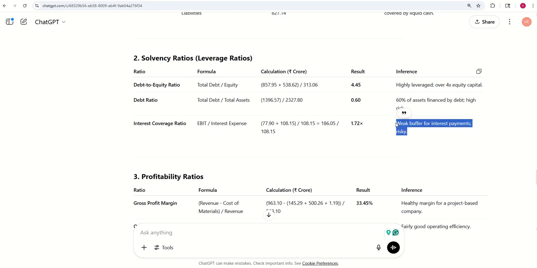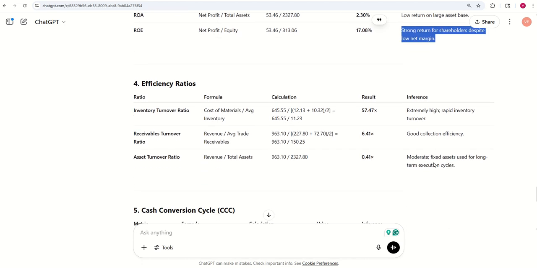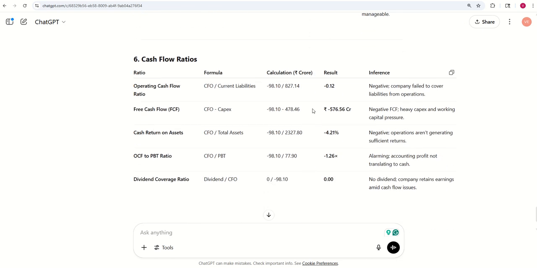If you remember, the last one, Carborundum, could comfortably pay, and here it says weak buffer and risky. Profitability ratios: a couple of margins are healthy, whereas ROE shows a strong return for shareholders despite low net margin. Then comes the cash conversion cycle. It takes around 1 month to get the cash back from the time it pays for the inventory. Then the different cash flow ratios.